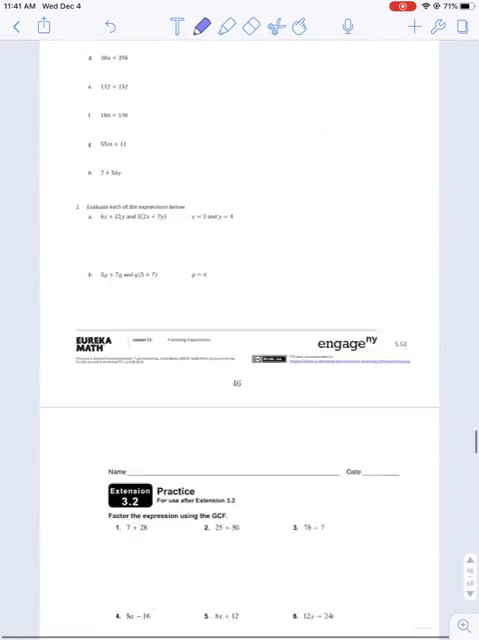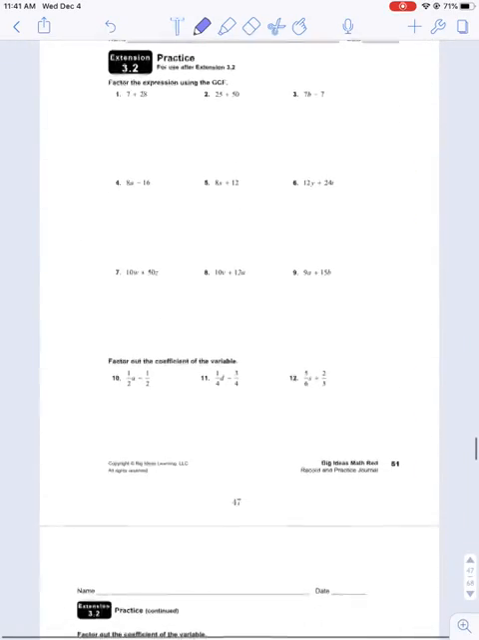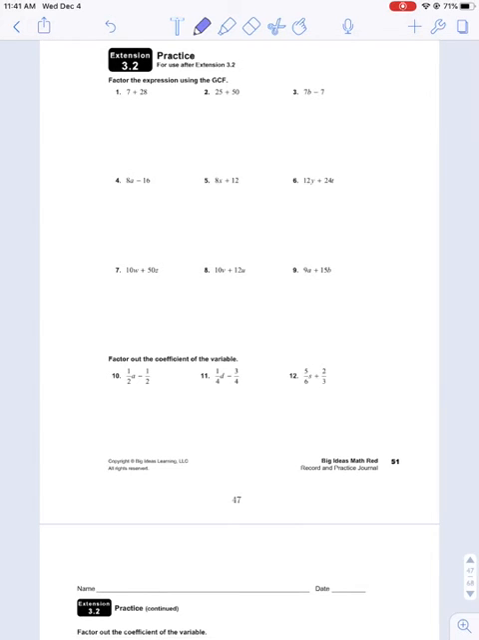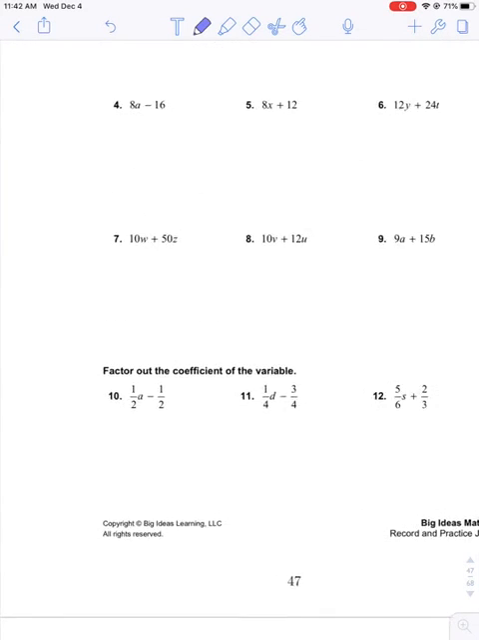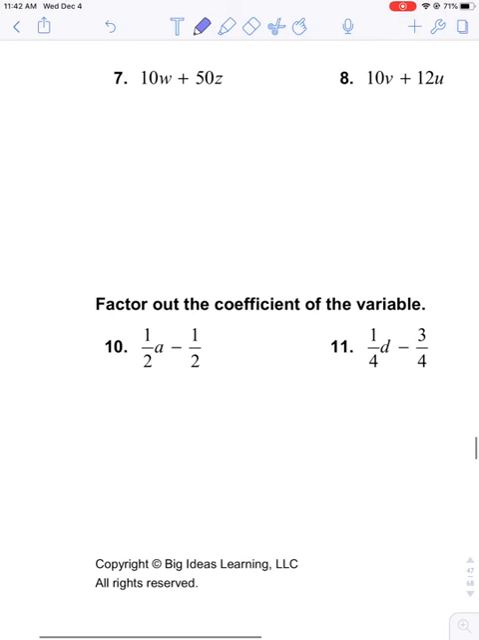All right, let's take a look at page 47. So 1 through 9 is pretty self-explanatory. You're just doing exactly what we did on the previous page in the last 4 problems. Problem 10, though, the instructions might be a little confusing. It says factor out the coefficient.